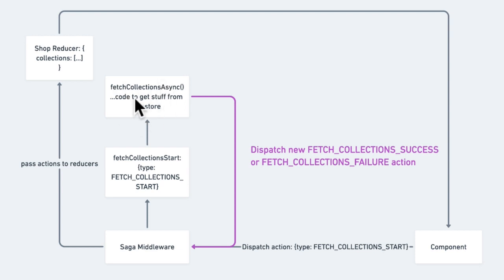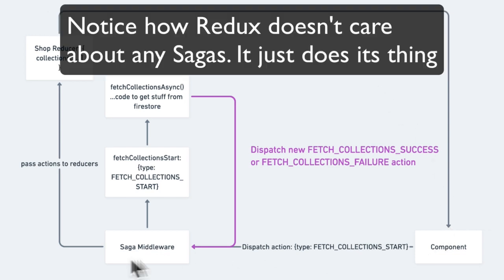From this saga then, depending on whether or not we were successful in getting that collection or not successful, we would end up dispatching a new fetch collections success or fetch collections failure action. And then that action goes back into the saga middleware. The saga middleware passes them to all of our sagas. But because we have no sagas that are listening for these actions, it just passes those actions to the reducers and our flow goes back to normal.